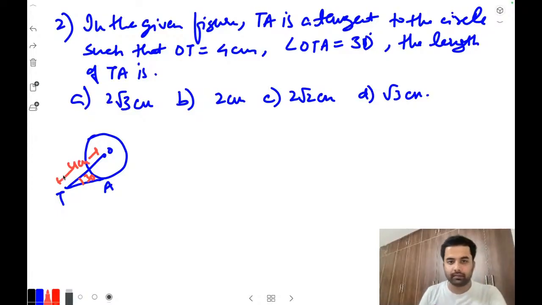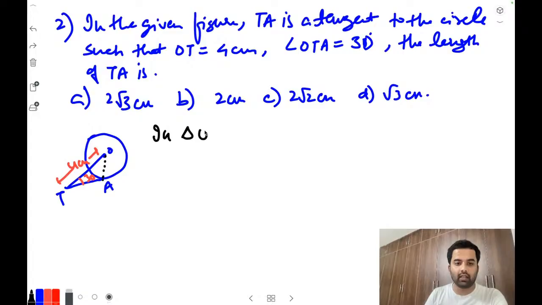Continue with the answers, everyone. What are you going to do here? A small construction is there. If you join this OA, we will get one triangle. Let me write it as triangle OTA. We have to figure out the length of TA. TA is where? This one, this length.